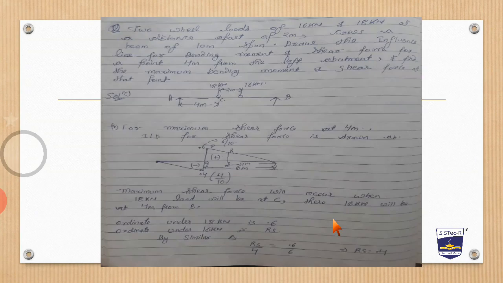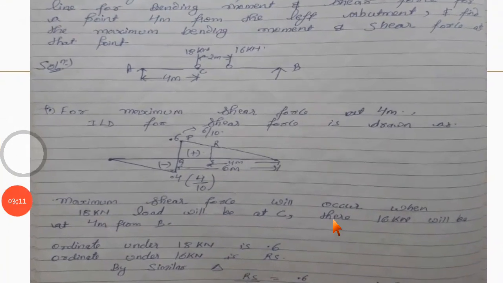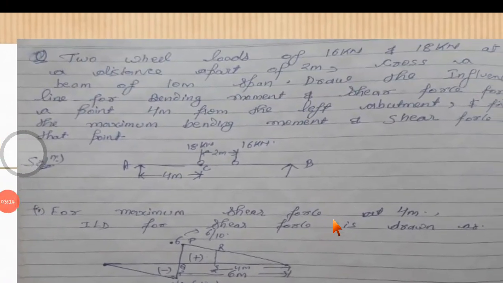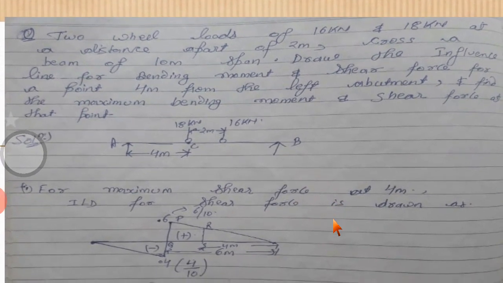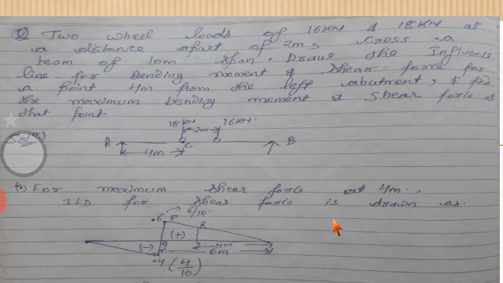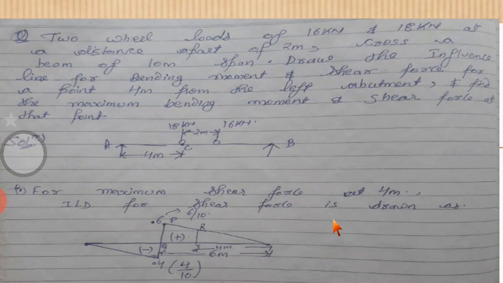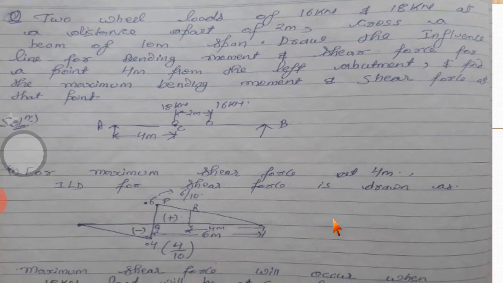Okay, so now let's start with some numericals. This is numerical 1. The question is: two wheel loads of 16 kilonewton and 18 kilonewton at a distance apart of 2 meter cross a beam of 10 meter span. So the total span is 10 meter. Draw the influence line for bending moment and shear force for a point 4 meter from the left abutment and find the maximum bending moment and shear force at that point.